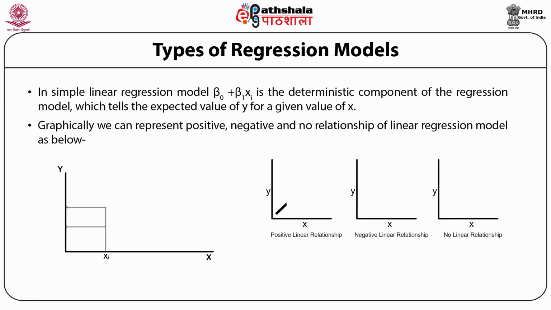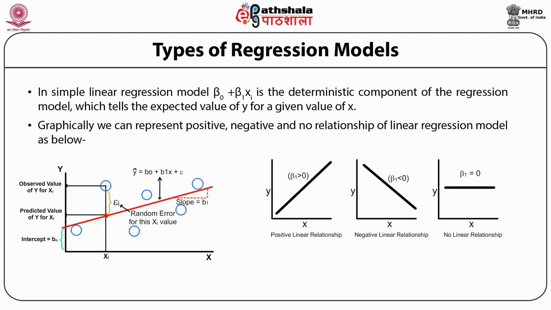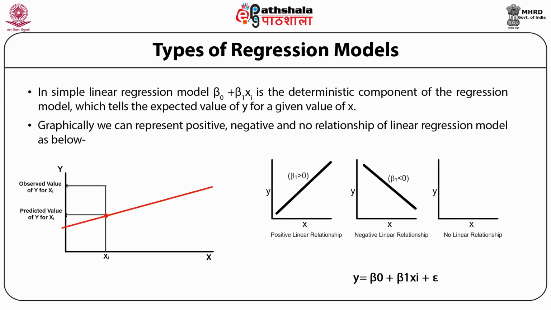As we have discussed before, the actual value of a response variable may differ from the expected value. Hence, we can add epsilon as a random error in the deterministic component. So, the equation now can be rewritten as y is equal to beta naught plus beta 1 xi plus epsilon, where epsilon is representing the random error that may have taken place.